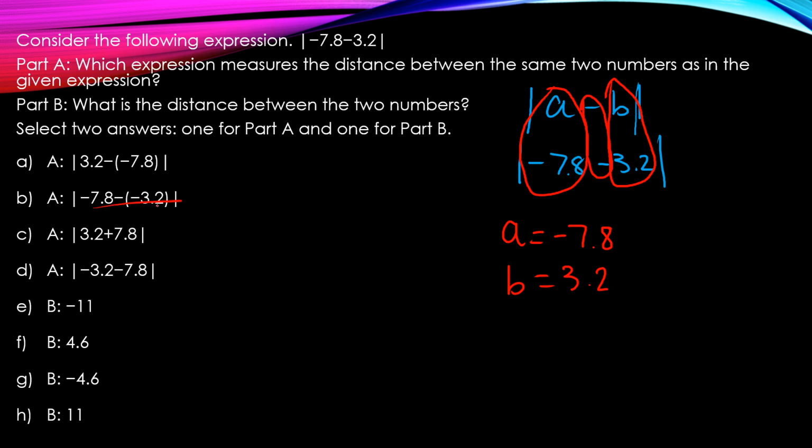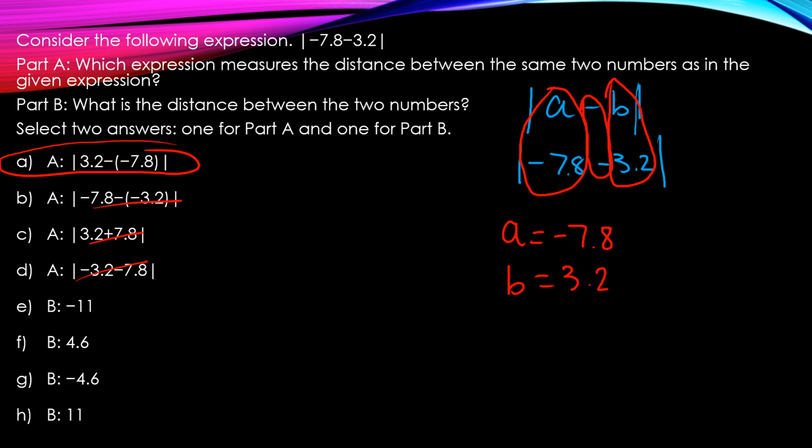So negative 3.2 doesn't even have that subtraction in the middle. This 7.8 and 3.2 are the wrong signs. So this one here is my correct answer. 3.2 is positive, and 7.8 has this additional negative, which makes my final answer for that negative 7.8 negative as well. And then B wants to know, what is the distance between these two numbers?